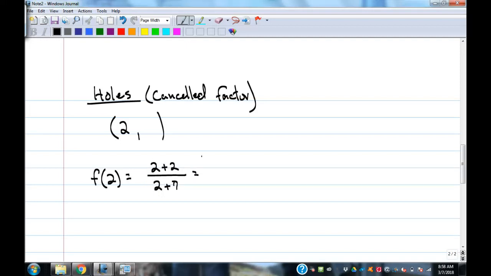So we're just plugging in the x value that was a restriction on the domain that was not a vertical asymptote. And work it out. I'm plugging it into the simplified version. 2 plus 2 is 4. 2 plus 7 is 9. So it's 4/9. There's a hole in this graph at 2, 4/9.